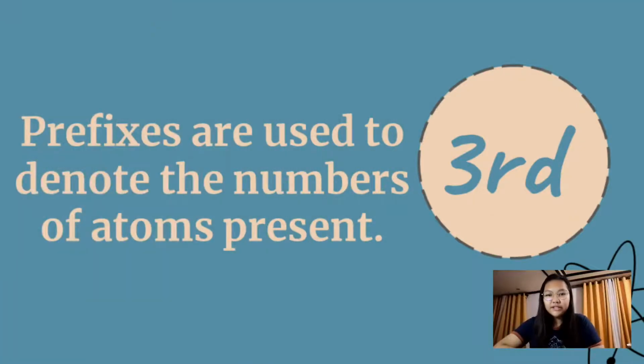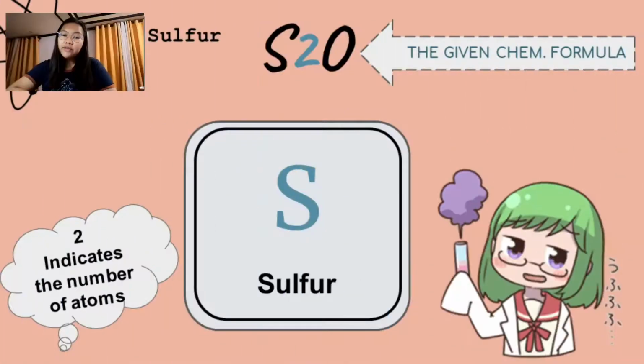So let's proceed to the third step, which is that prefixes are used to denote the number of atoms present. Here, you'll just have to look at the given and beside the element symbol. A while ago, I pointed out the number 2 beside sulfur. That indicates the prefix that we need to use in naming. But what do you call that number 2? It's a subscript.